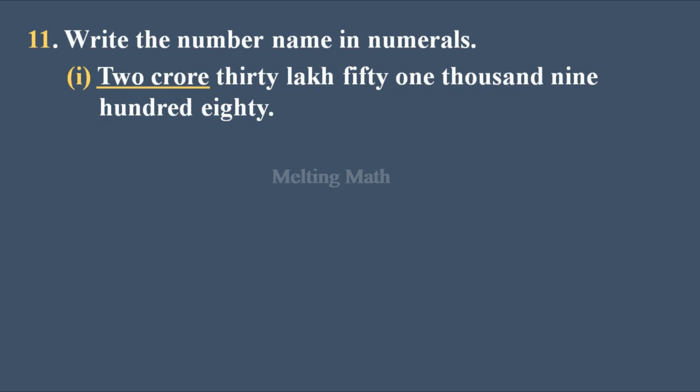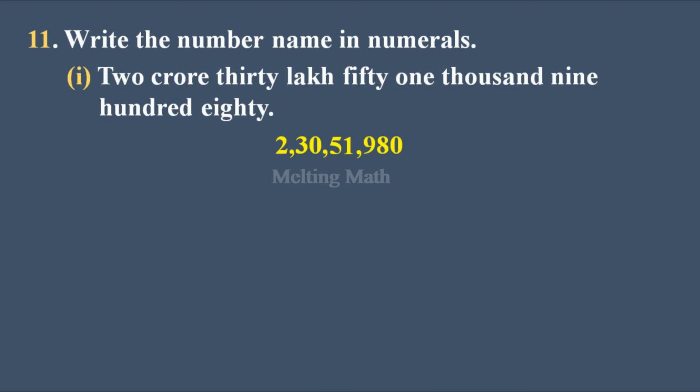2 crore. Okay. In crore period 2 is there. So just write 2 and put comma. Then 30 lakh. In lakh period 30 is there. So just write 30 and put comma. Okay. Then 51,000. Okay. Here in thousands period 51 is there. So just write 51 and put comma. Okay. Then 980. In ones period 980 is there. So just write 980. Okay. So that's it. This is how you have to convert words into number or number name in numerals.